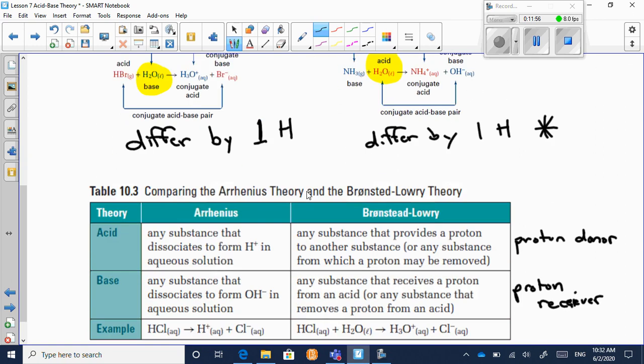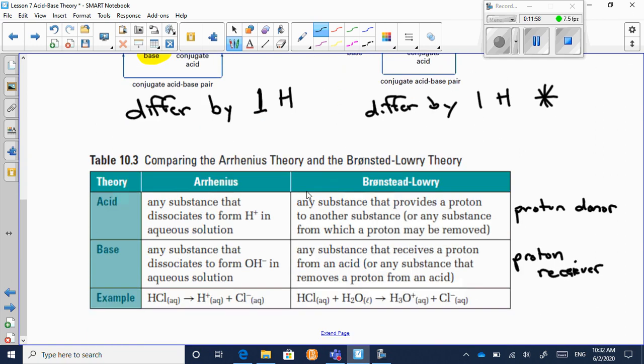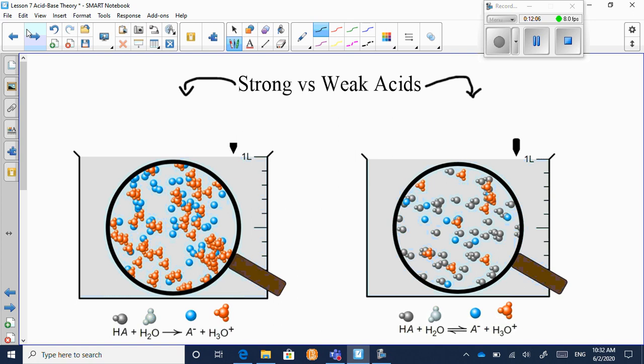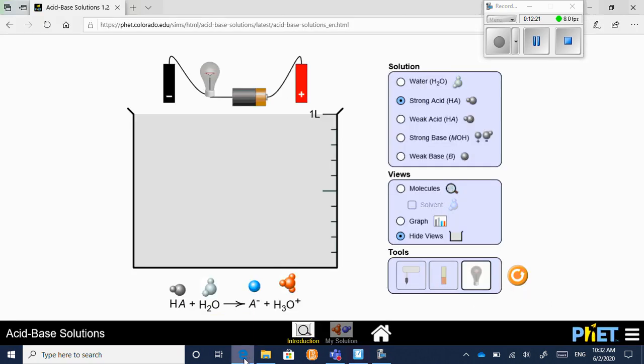Again, here's a nice little summary of the Arrhenius definition and the Bronsted-Lowry definition. Just one last thing, actually a fairly major thing, is to talk about strong versus weak acids and bases. And what I want to do is go to a little applet here, the PhET simulations, and I wanted to show you this.